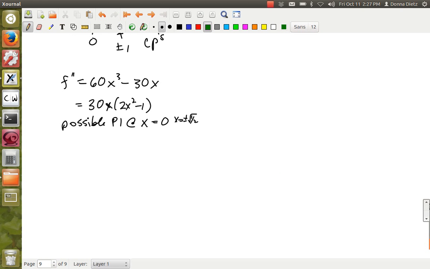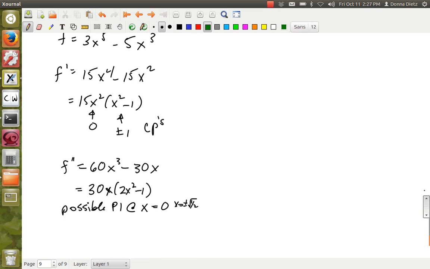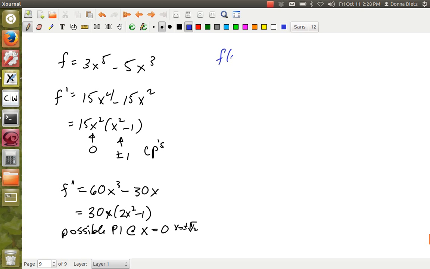Right, so all we need to do now is find the y coordinates of these guys. All right, so f of 0 is 0. That one's easy. f of 1 is 3 minus 5, which is -2. f of -1, so when we put a -1 in here, it's still going to stay -1. So it's going to be -3, and then x cubed is going to be -1, so that's going to turn that into a +5. So we have 3 of our points already figured out. We've got our max, our min, and 1 of our points of inflection.